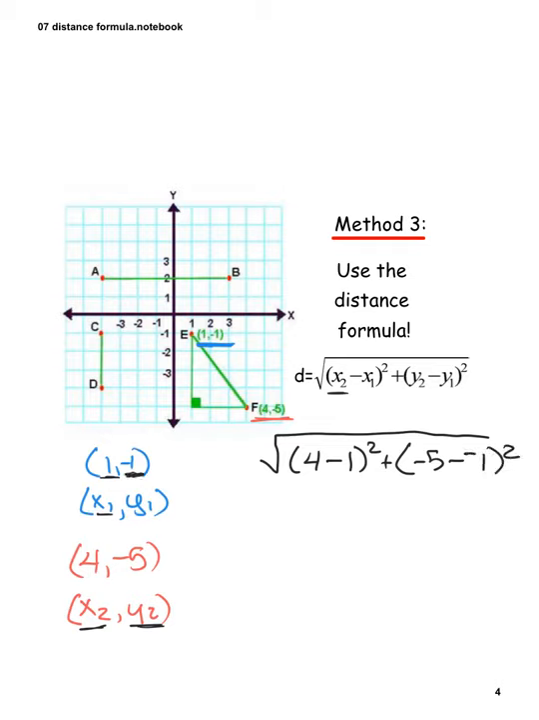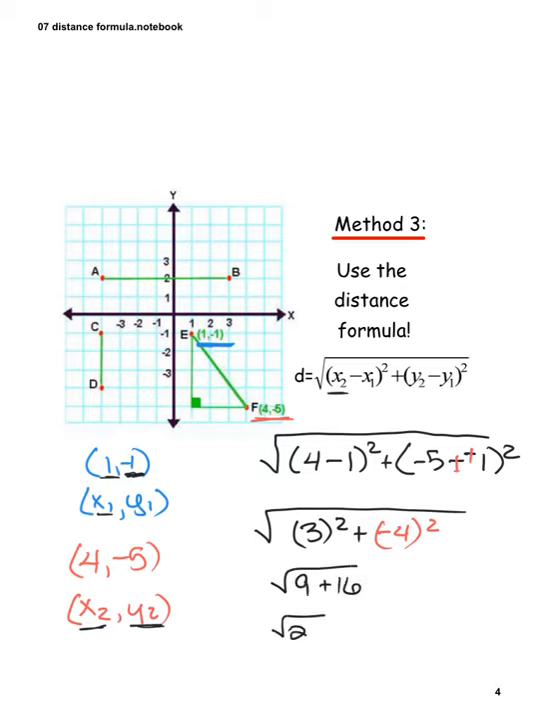Now, if you are comfortable in your algebra skills, you can just do the math either in your calculator or in your head. 4 minus 1 is 3, so 3 squared plus, I personally, when I see a minus, I keep change. So -5 plus 1 is -4 squared. 3 squared is 9, 4 squared is 16, 9 plus 16 is 25, and the square root of 25 is 5.